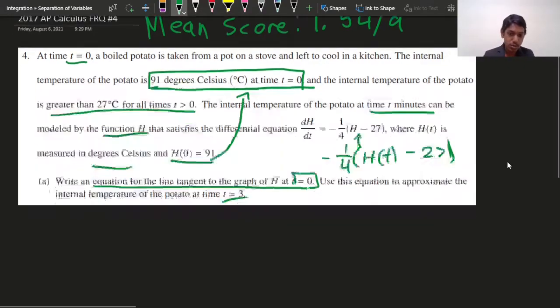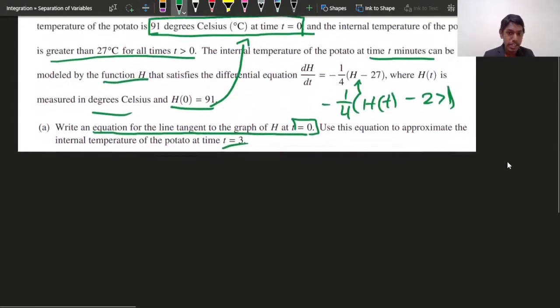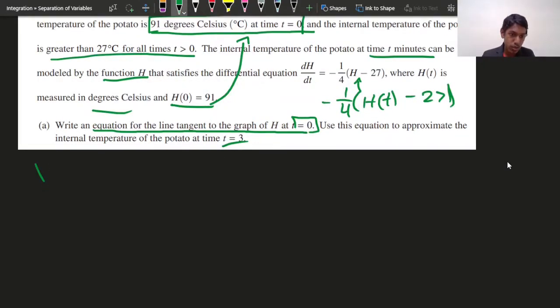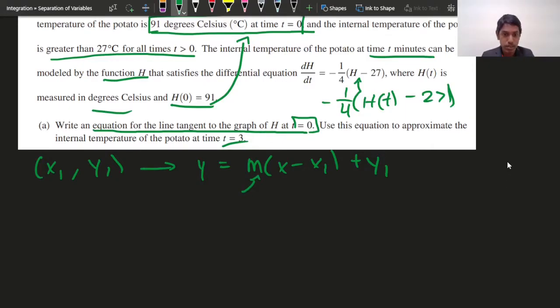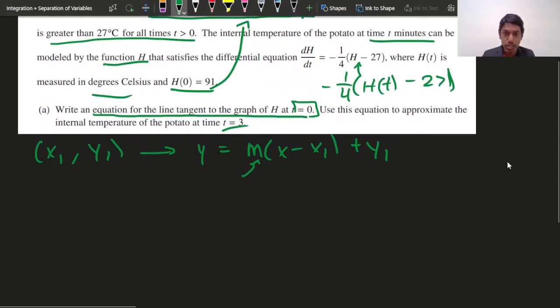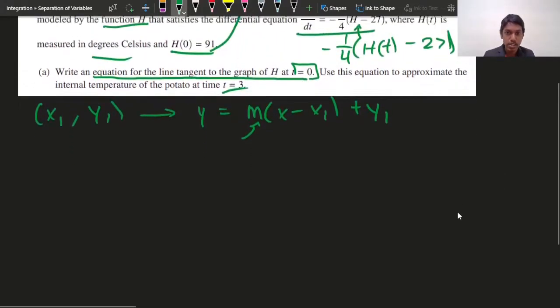Okay, so let's start with the first sentence, right? We're going to write a tangent. So in general, if you're taking a tangent at the point x1 comma y1, then your tangent line is going to have the equation y equals m times x minus x1, plus y1. This is just point slope form, but we're just applying it here. And m is usually some sort of derivative. In this case, it will be the derivative of h. So the derivative of h is dh dt. So we have that right there.